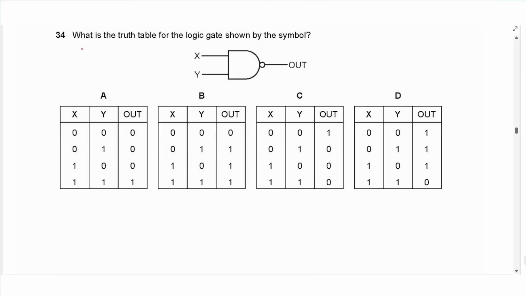Question 34 is about logic gates, so you can skip it for the new syllabus. What is the truth table for the logic gate shown by the symbol? This is an AND gate. An AND gate would give all zeros except for the last one: 1 and 1 would give 1. A NAND gate would show the opposite. All values would be 1 except 1 and 1 would give 0. So the answer is D.